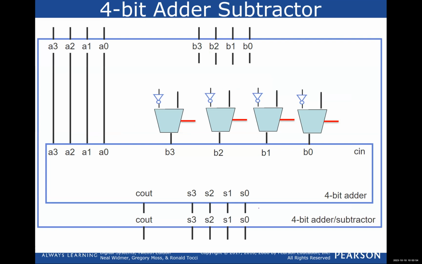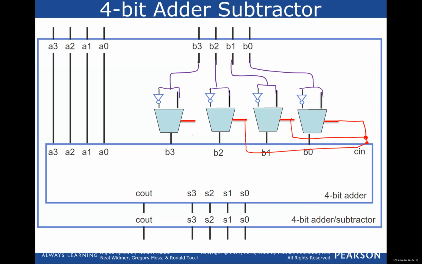So here, let me just do this. So you're going to have these two connected to the B3. These two are connected to the B2, to the B1, to the B0. And all your selectors are going to be connected to the C input. Okay, all of them are connected to the C input.